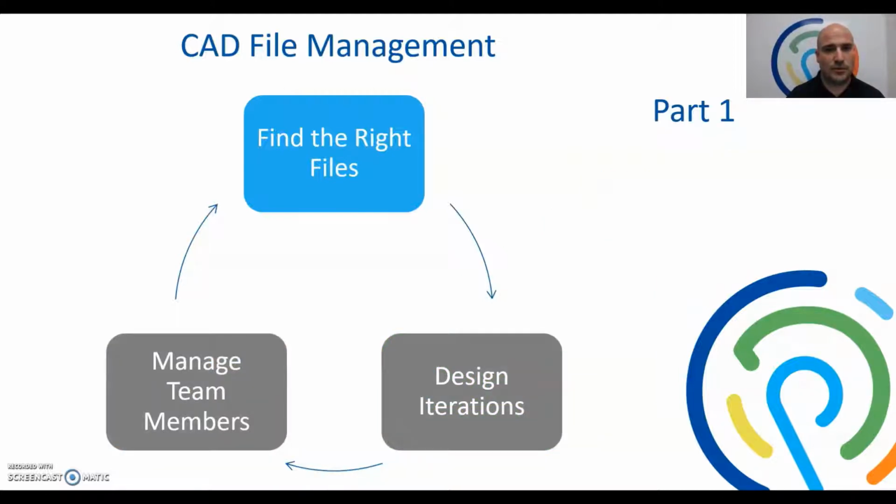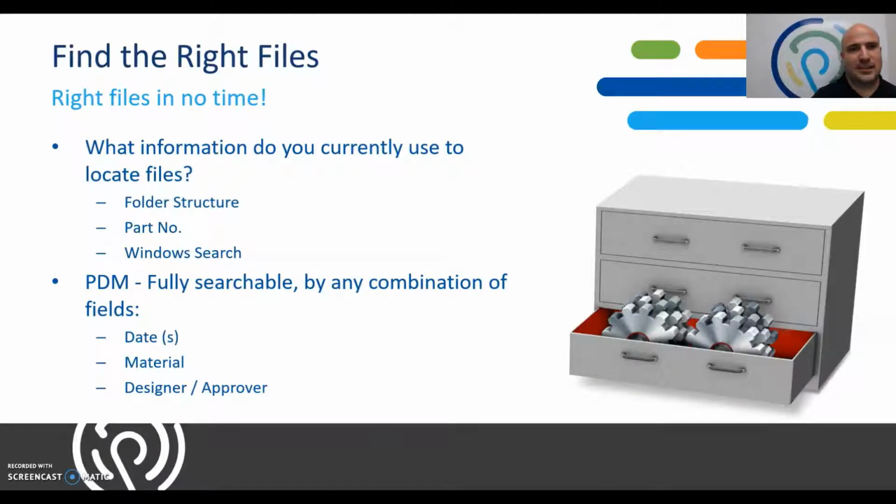For this part, we're just going to talk about finding the right files. So let's be honest. What information do you use to find a file? How do you tell someone else how to find a file? Do you just tell them where it is in the folder structure? I mean, was that what it was like in the 70s and 80s when you first set up Windows or Mac or DOS OS? Part number, maybe that's your file name, or do you actually use a Windows search? Is that really going to narrow down what you want?